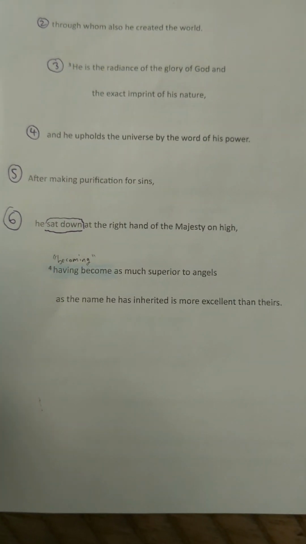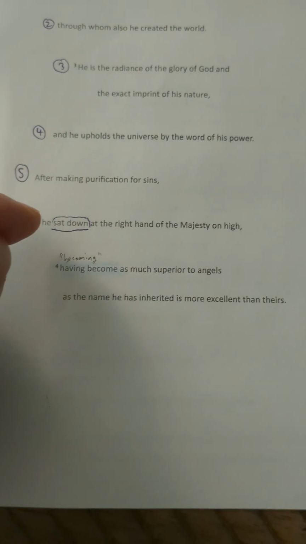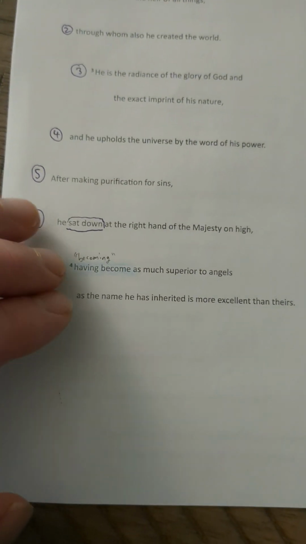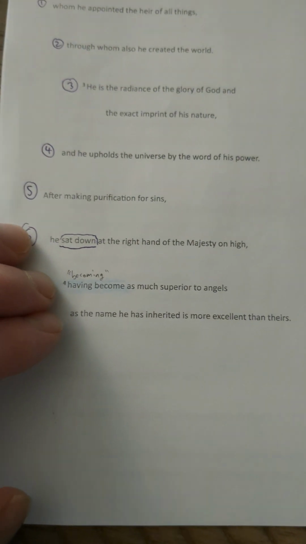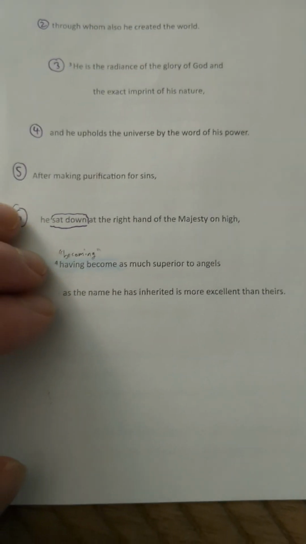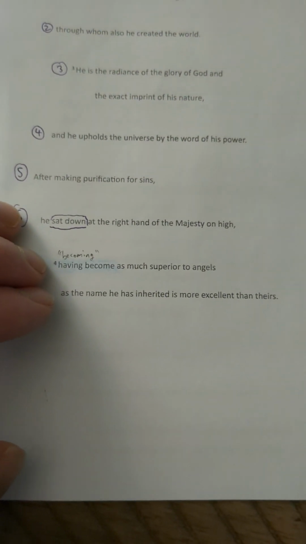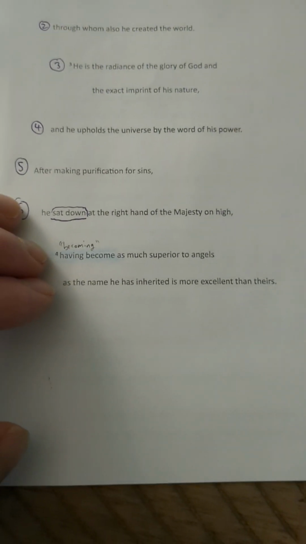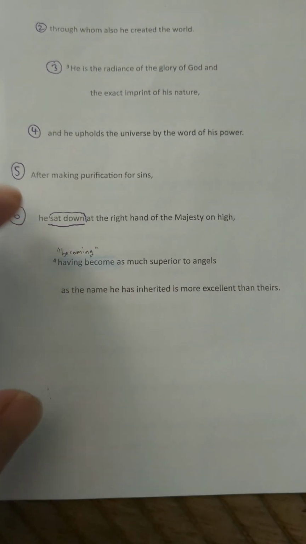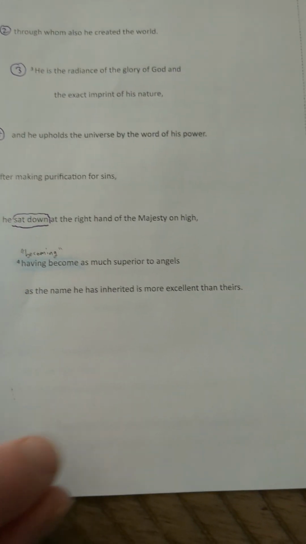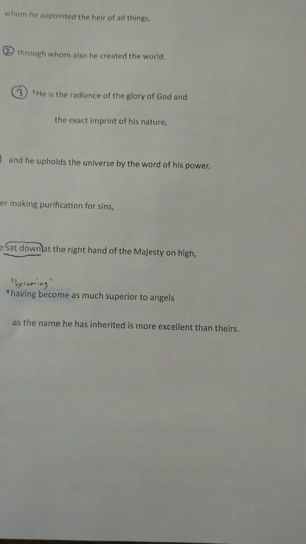So the point that Bobby Jameson makes is that these are happening at the same time. He sat down at the right hand of the Majesty on high. That happened at a point in time, right? Becoming as much superior to the angels happened whenever this happened, right? As a name he has inherited is much more excellent than theirs. And so that inheritance of the name happens at the same time.